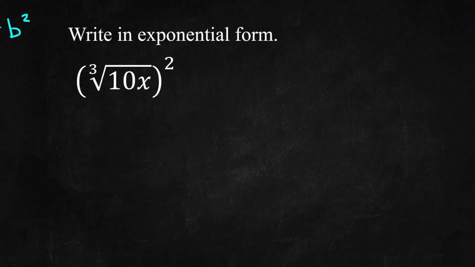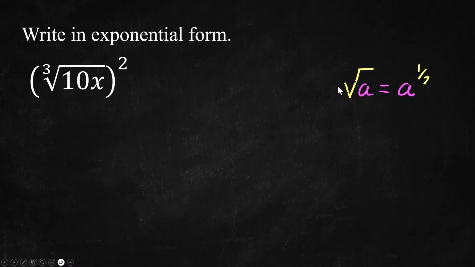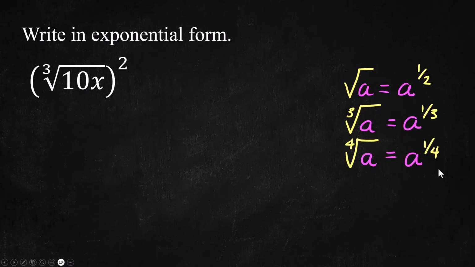Next question. Write in exponential form. The square root of a is the same thing as a to the 1/2. The cube root of a is a to the 1/3. The fourth root of a is a to the 1/4. You guys see the pattern. Whatever the number is here goes on the denominator.